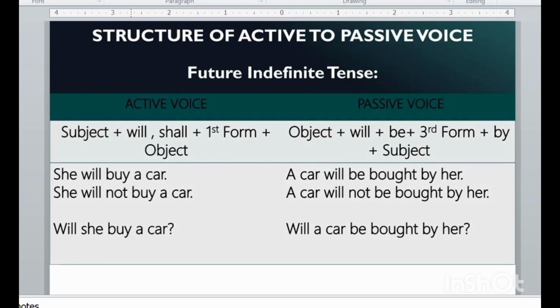She will not buy a car. A car will not be bought by her. Will she buy a car? Will a car be bought by her? These are the examples of passive and active voice.